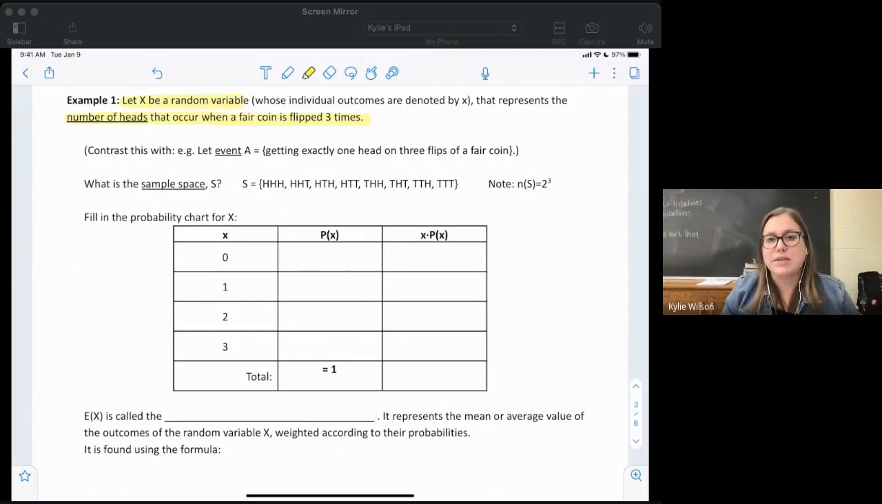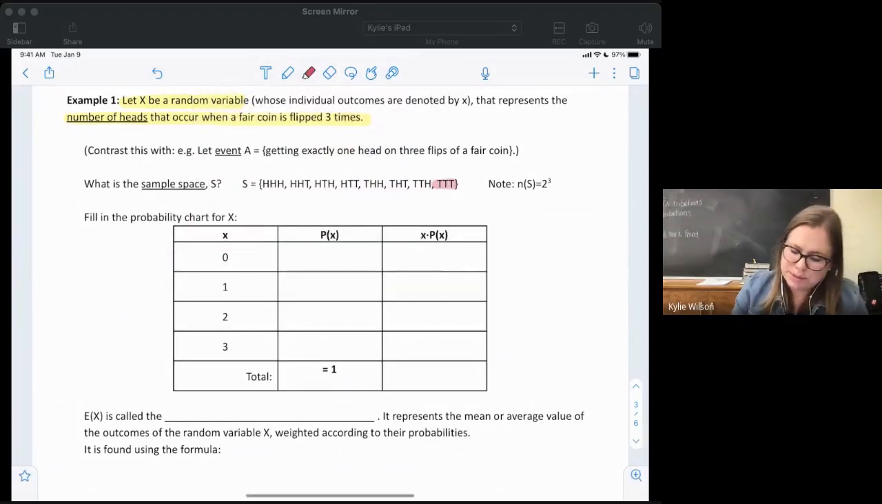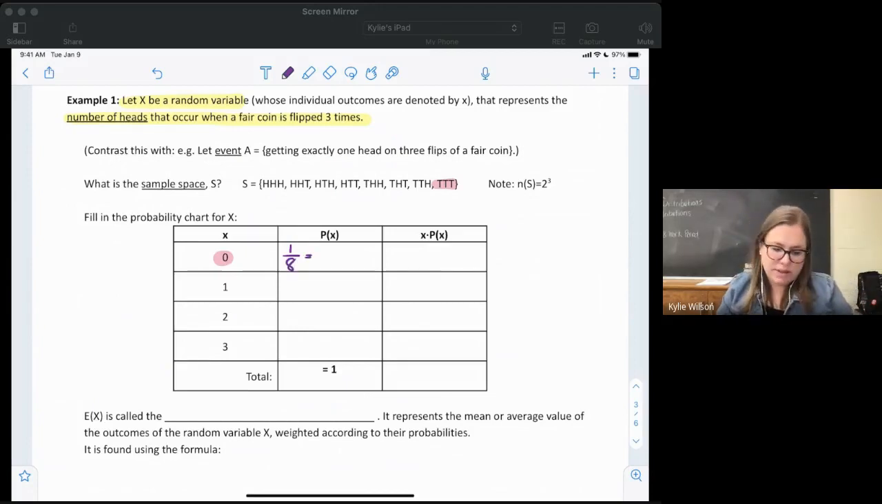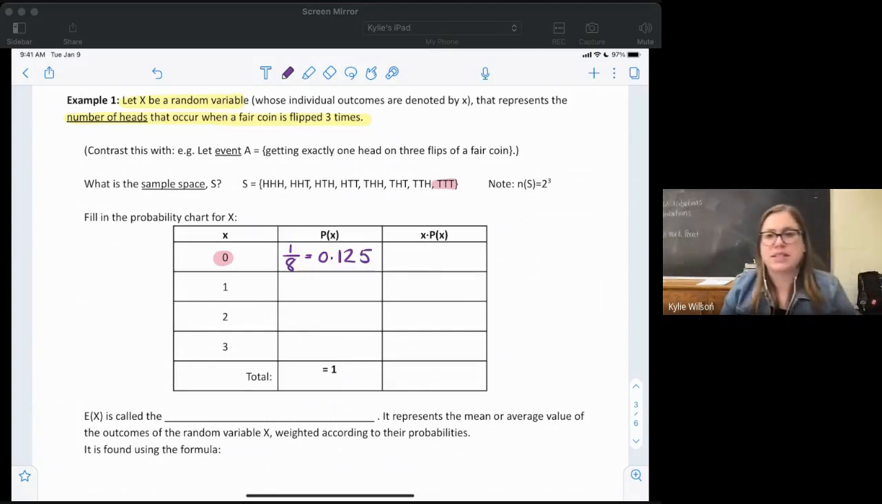So to start, let's identify the sample space just so we can find these probabilities a little bit better and fully understand our different outcomes. The first situation we could have is 0 heads. I go through my sample space and there's only one option to have 0 heads. So that means 1 out of 8 options is 0 heads. That will give me 0.125. And of course, as always, you can keep that as a fraction or as a decimal. It doesn't matter to me.